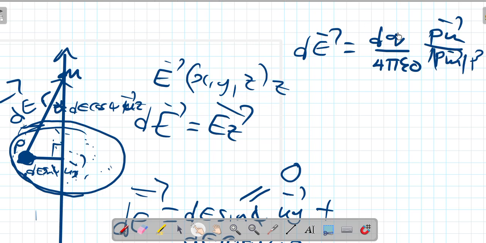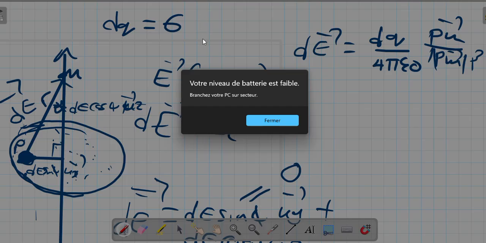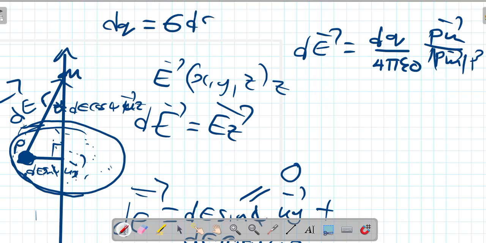Where there's charge, I replace it by the formula. So what will be the formula for dq? It will be the surface density multiplied by the surface where dq is. Because we're talking about dq, it will be ds. As simple as that. Step by step, step by step.